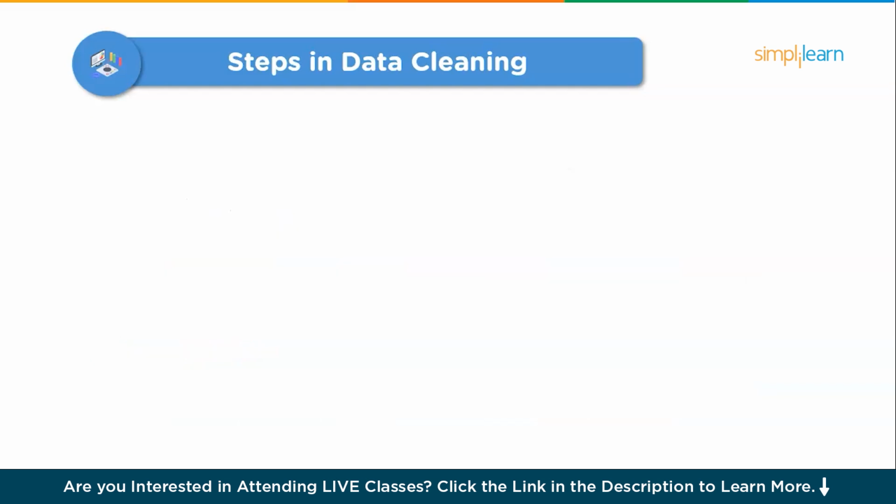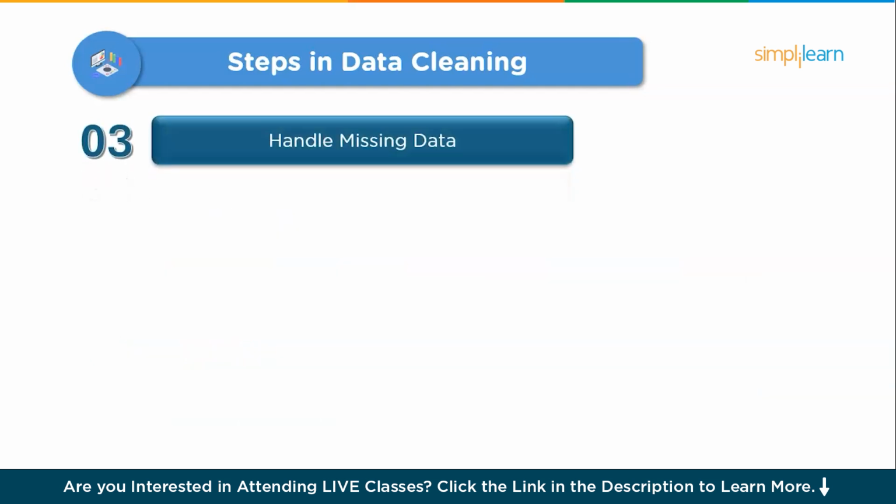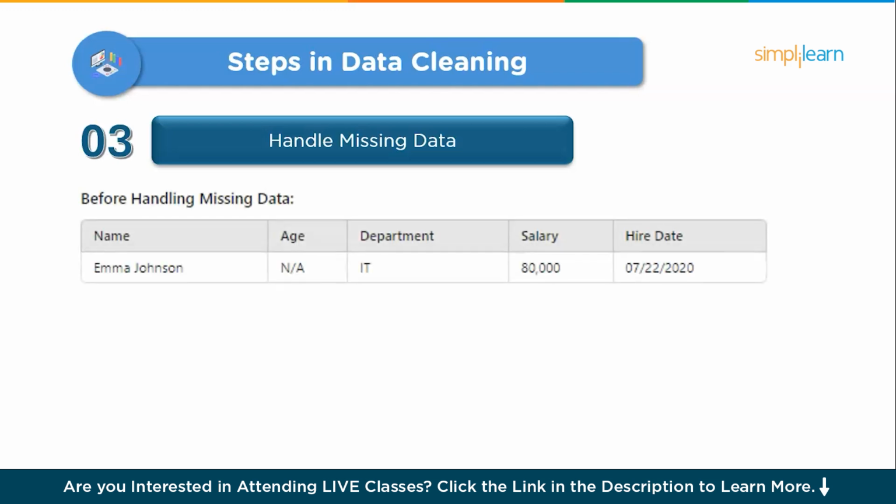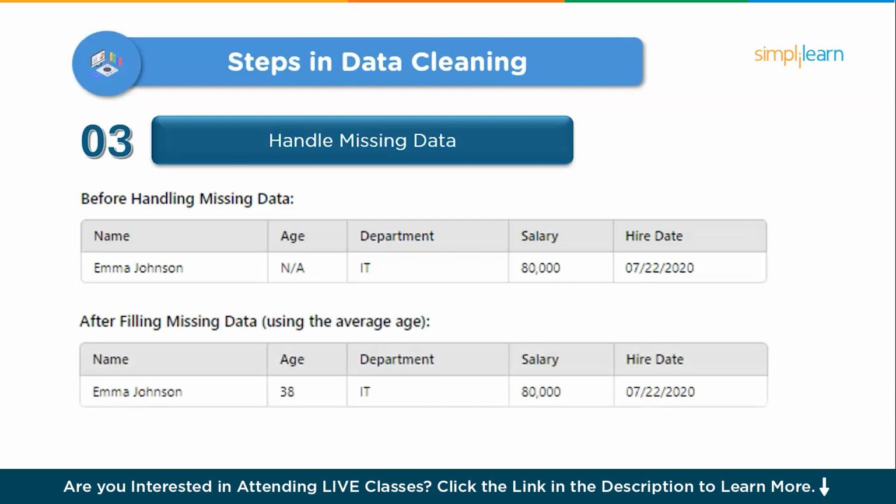Now moving on to the third step, that is handling missing data. Data is often incomplete, meaning some entries are missing important information. Some common ways to handle missing data are imputation, removing missing data, flagging missing data, and so on. Taking an example, you see that Emma Johnson's age has a missing value in the age column. You can choose to fill this with the average age of employees or other techniques like imputation. So after handling the missing data, we can see that Emma Johnson's age is 38. Missing data can throw off your analysis or make the dataset incomplete, so you must handle it very carefully.